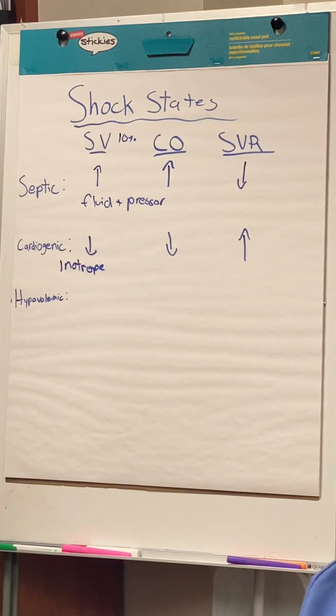Inotrope or make it somebody else's problem and send them up to the cardiac ICU. And then hypovolemic, you guys are gonna see hypovolemic shock patients a lot, right? High heart rate, low blood pressure, what do you think their hemodynamics are gonna show? What's the stroke volume and cardiac output gonna be?